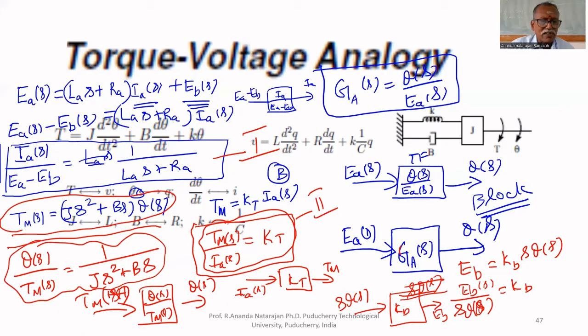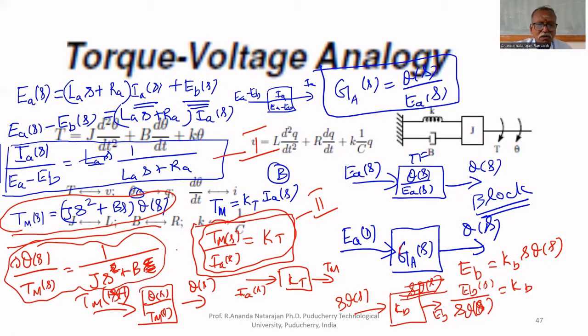Let us put one S, we will bring that one S here. I am deliberately doing JS square plus BS, you know. In that I am removing one S here. 1 upon JS plus B. Therefore, I can write S theta of S here.